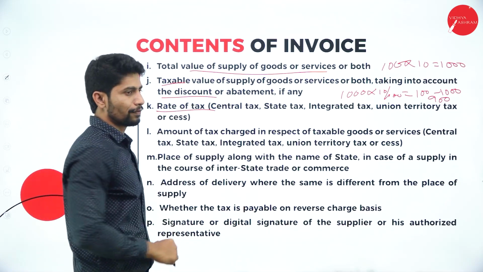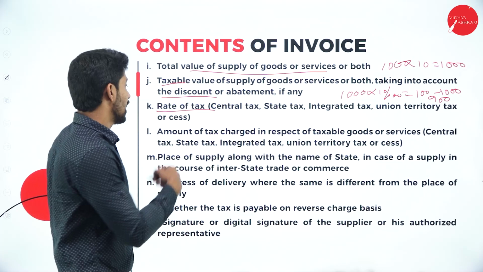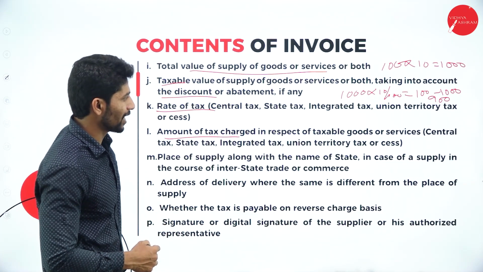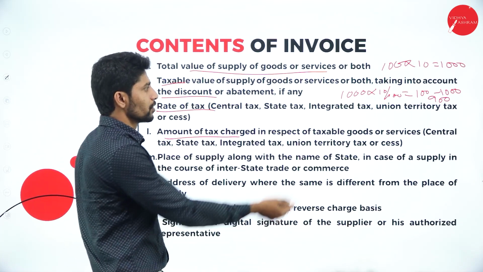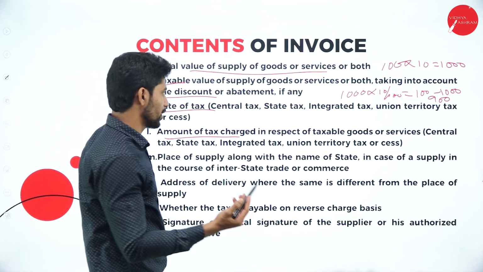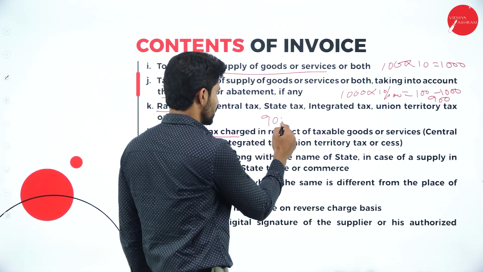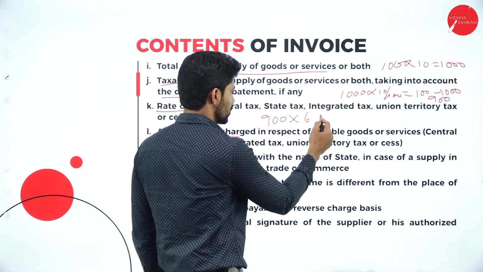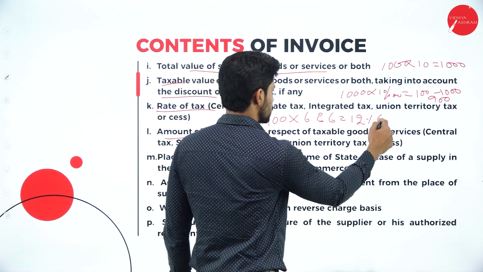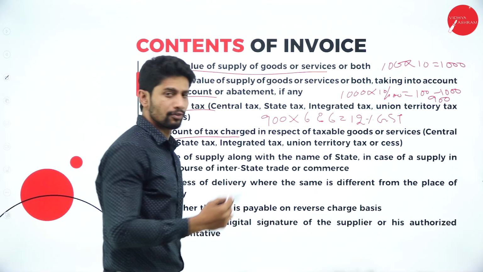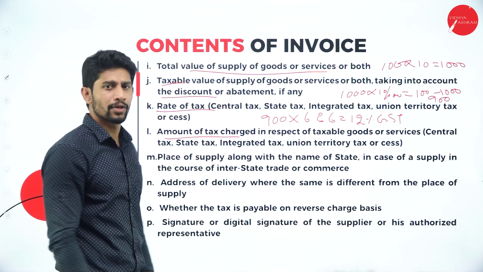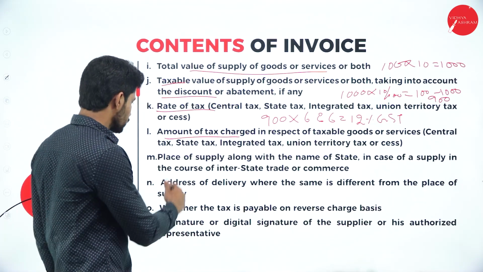And what is the rate of tax applicable on the product, and the amount of tax charged in respect of taxable goods or services. For example, here we have 900 rupees, that is the taxable value. On that 900 rupees, we will be charging, let us say, 6% and 6%, totally 12% GST. On 900 we will be charging 6% CGST, 6% SGST, totally 12%.